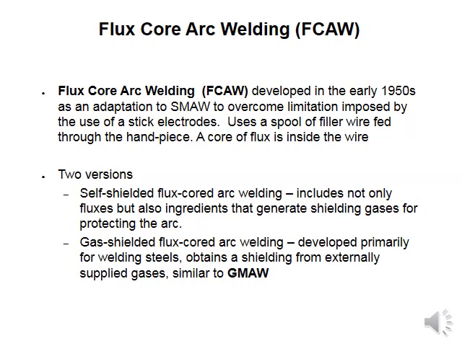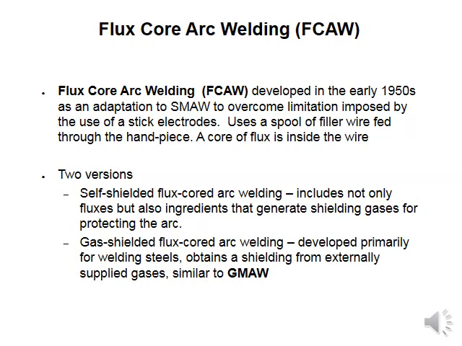Flux-cored arc welding was developed in the early 1950s as an adaptation to shielded metal arc welding to overcome limitations imposed by the use of stick electrodes. Constantly having to stop and change electrodes, burn down to 3 or 4 inches, throw that one away, chip everything off and go. Whereas with flux-core arc welding, if you've got a joint that's 10 feet long, you can do the whole 10 feet before you have to come back and clean up. This is a huge savings in labor.